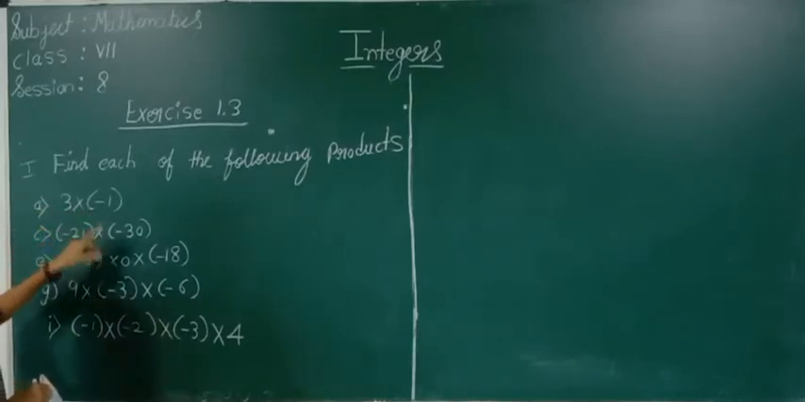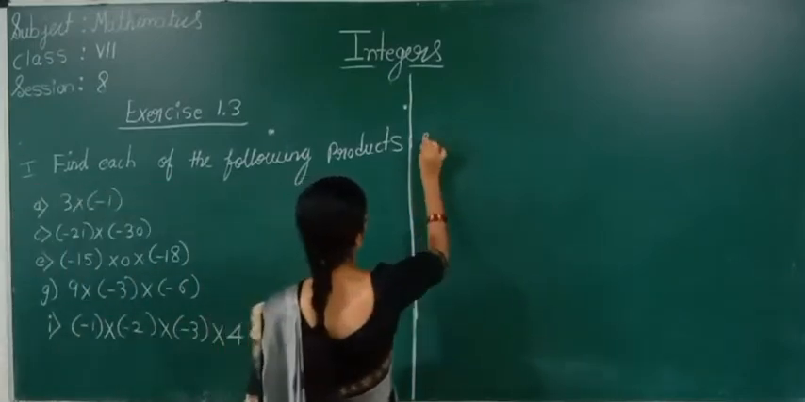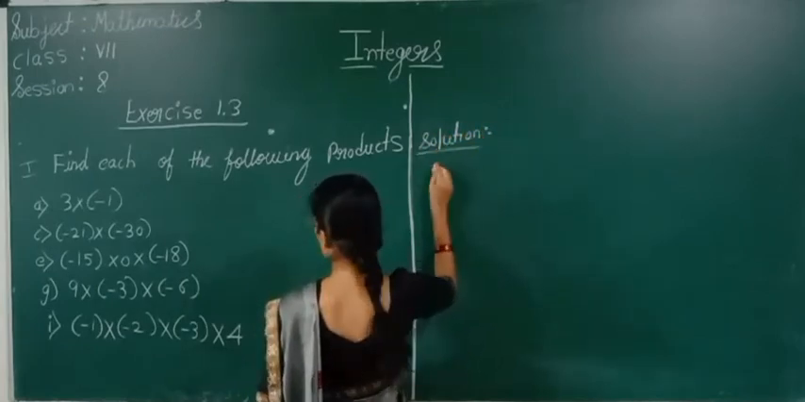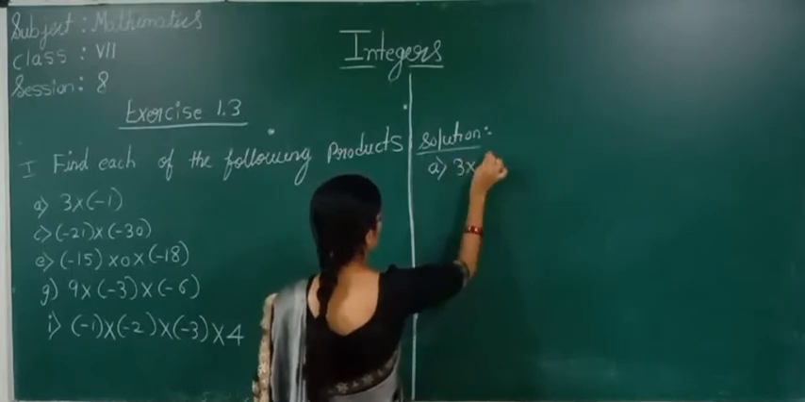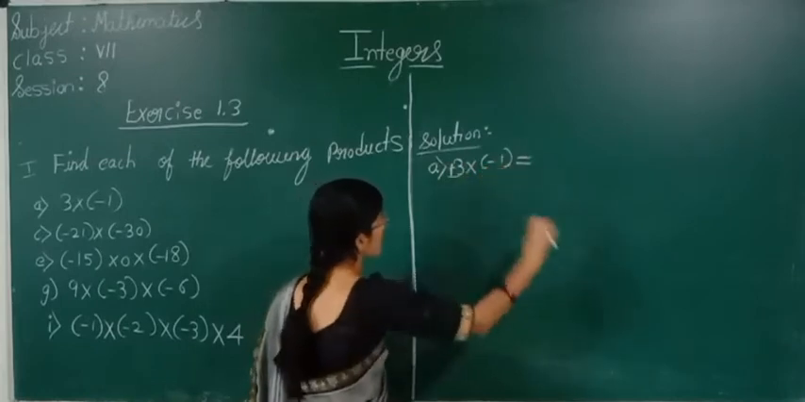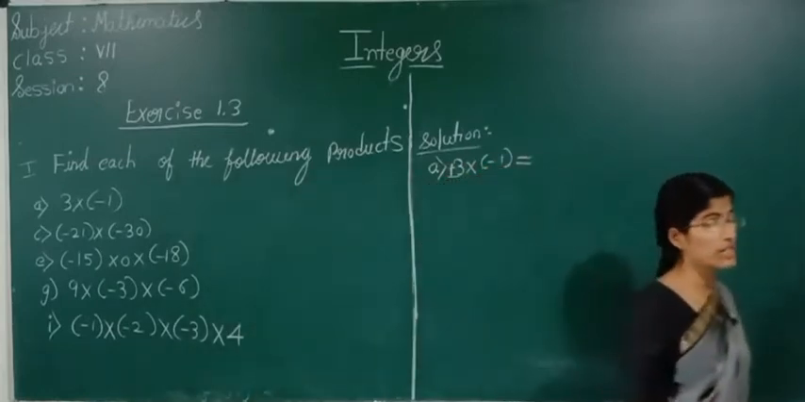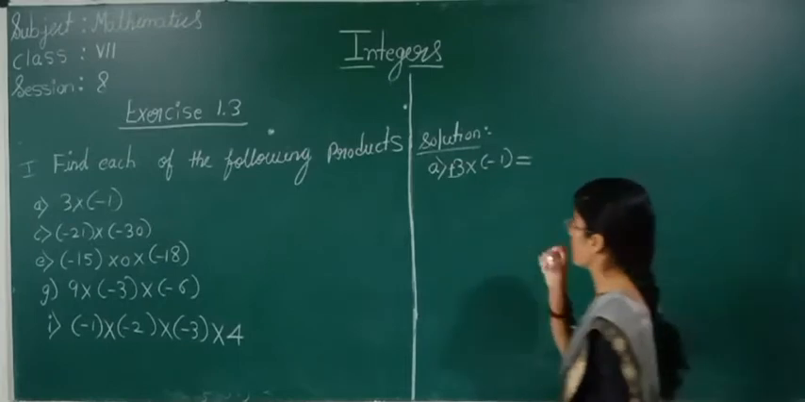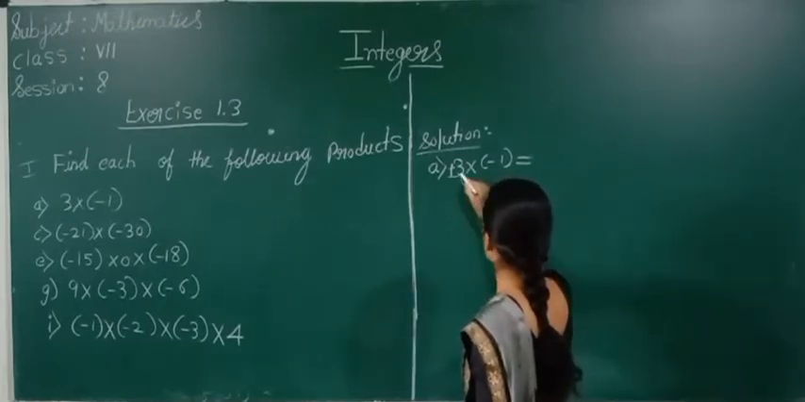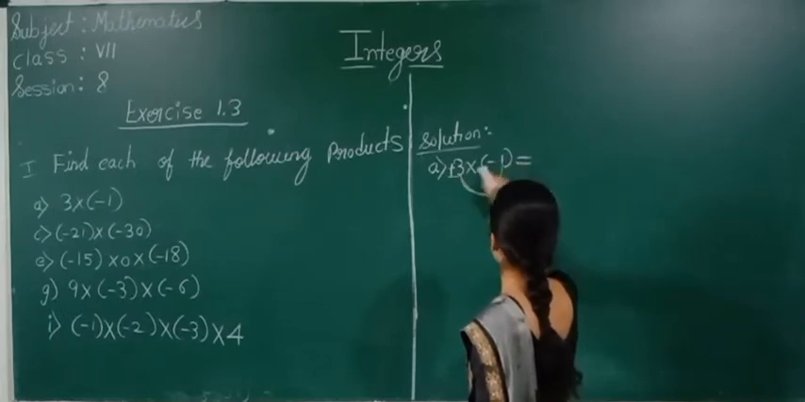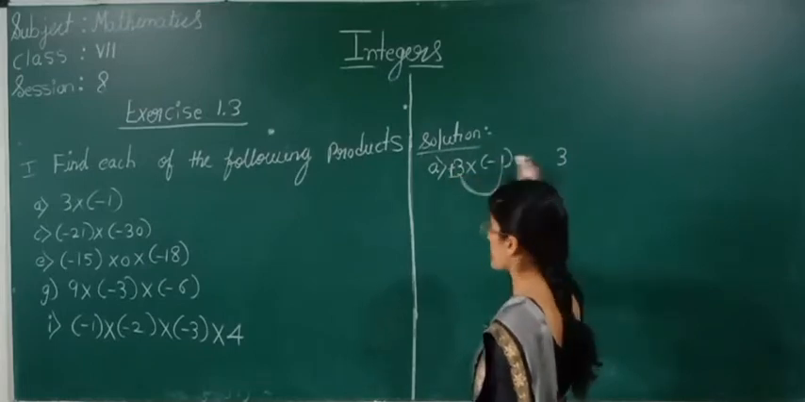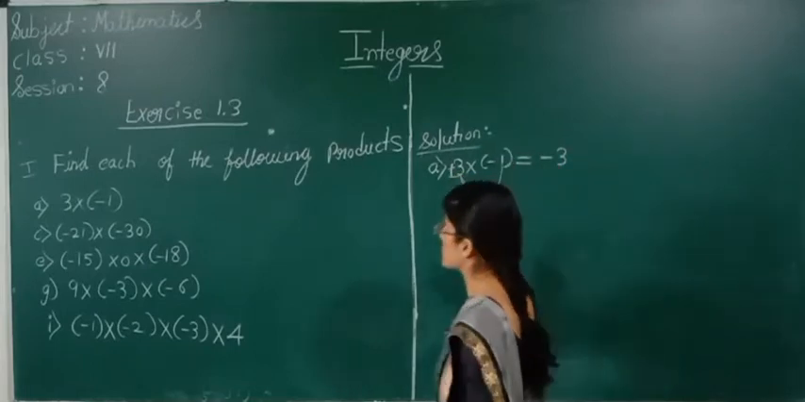A1: 3 into minus 1. Solution. 3 into minus 1. You know that a positive integer multiplied by a negative integer will give a negative integer. How are we going to multiply? We multiply them first as whole numbers. Okay, 3 ones are 3. A positive integer multiplied by a negative integer will be a negative integer.